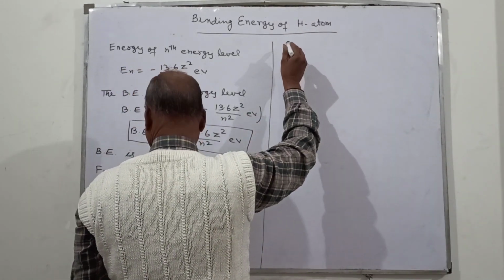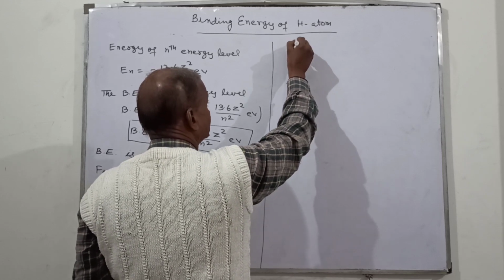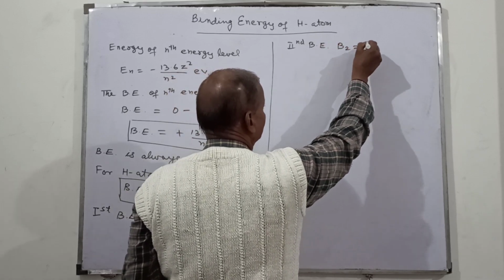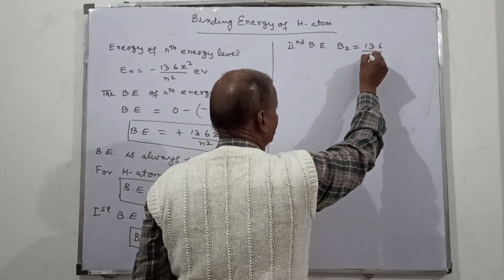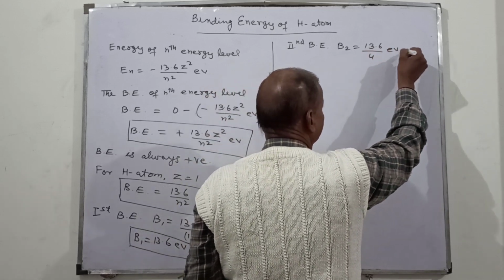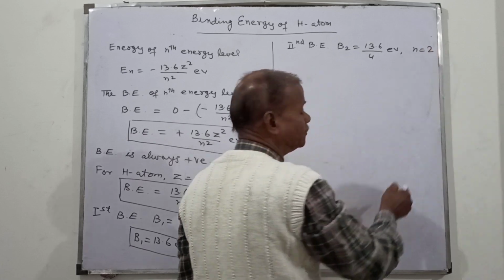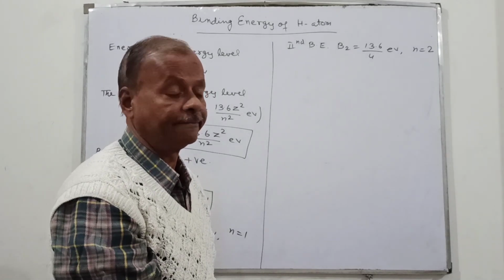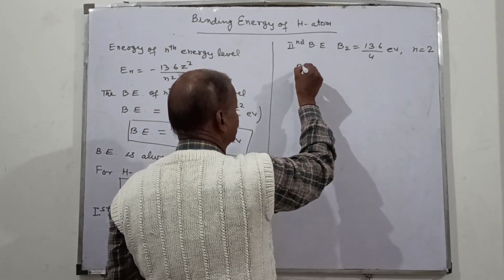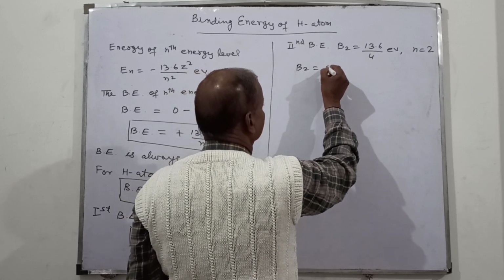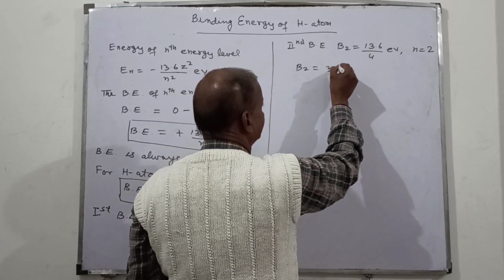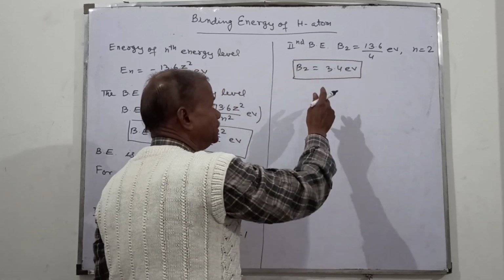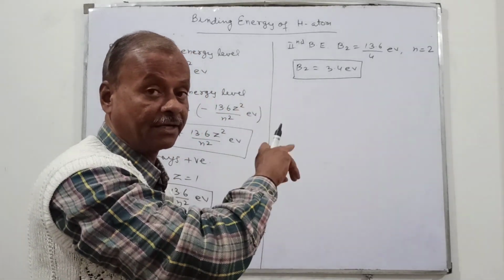Now the second binding energy, B2, equals 13.6 upon 4 electron volt. Here N is equal to 2, the electron is found in the second energy state. So this B2 is equal to 3.4 electron volt. This is what we find when the electron is in the second energy state.